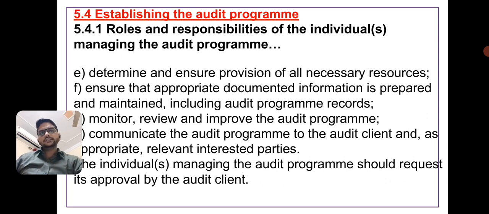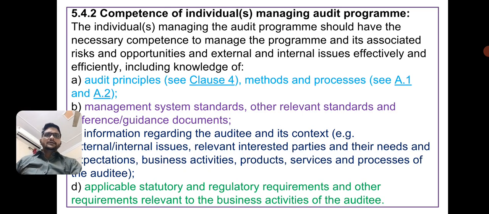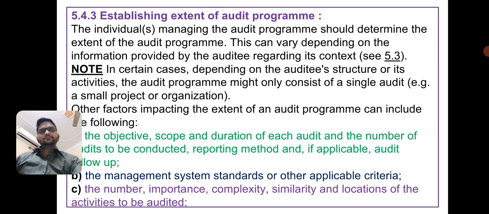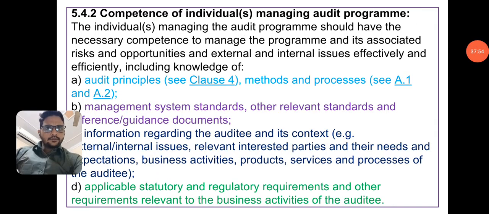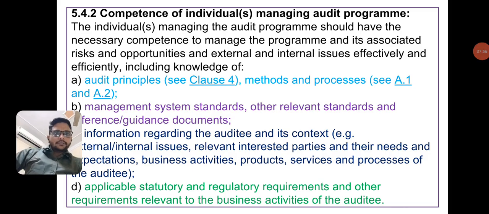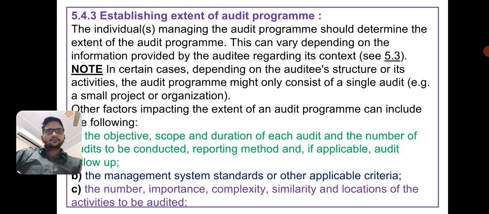Next is communicate the audit program to audit clients and relevant interested parties as appropriate. And next, the individual managing the audit program should request its approval by the audit clients. Next subclause is 5.4.2, that is competency of the individual managing the audit program. What are the competencies? The first competency is audit principles and audit management systems. And next is information regarding the auditee and its context. Next is the applicable statutory and regulatory requirements and other requirements.